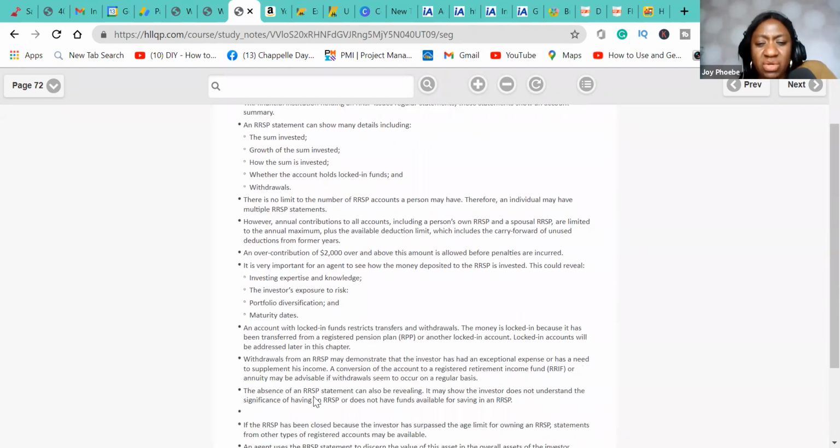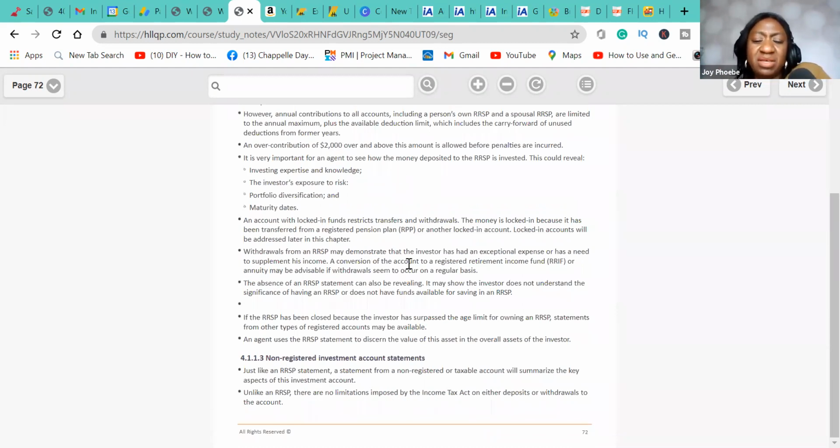Moving on to a non-registered investment account. Okay, so after we've asked them if they have registered accounts, then we also ask them if they have a non-registered investment account, just like an RRSP statement. A statement from a non-registered or taxable account will be summarized. And unlike RSP, of course, there are no limitations to non-registered. They can contribute any amount into a non-registered account.